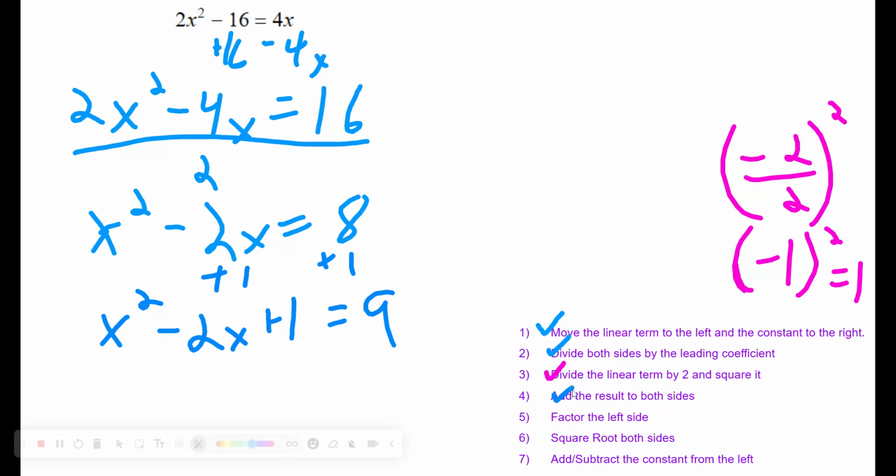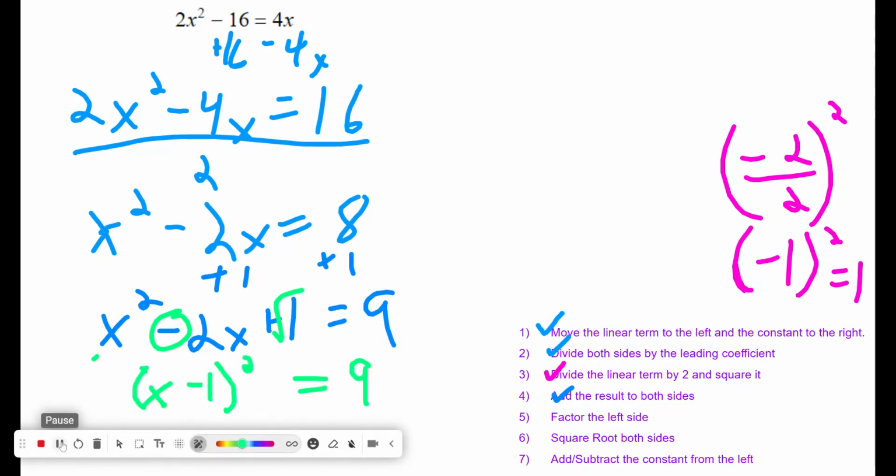Factor the left side. Okay, add the result to both sides. Check. Factor the left side. So I know from my shortcut earlier that I have created a perfect square polynomial. So I'm going to take the square root of 1, which is 1, and I'm going to keep this symbol. So this is going to be x minus 1 squared, and that equals 9.